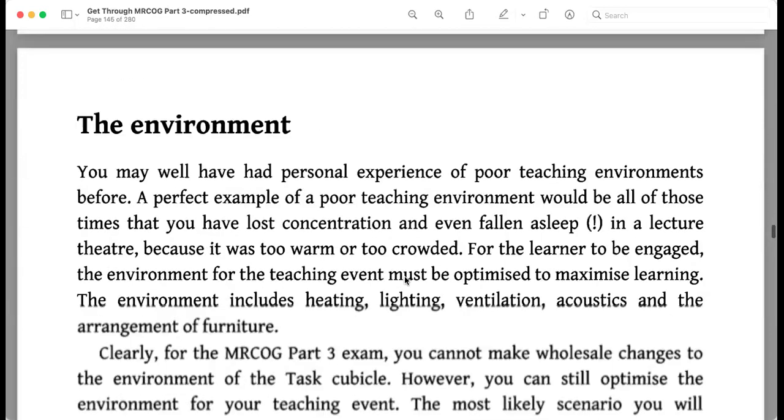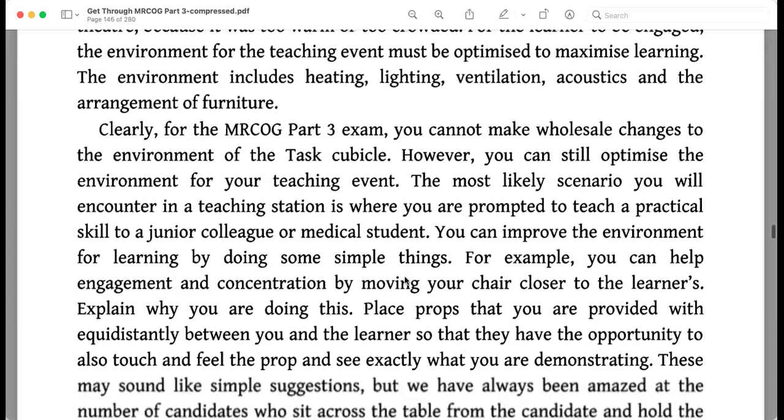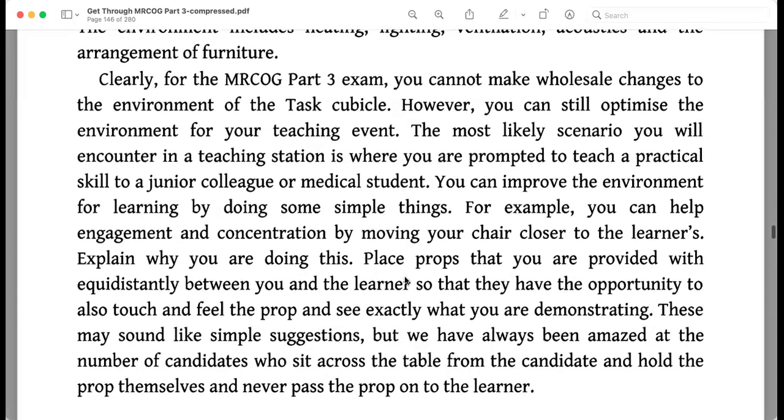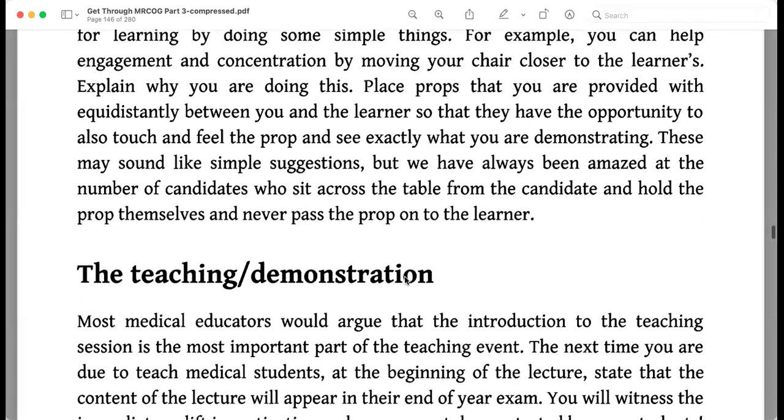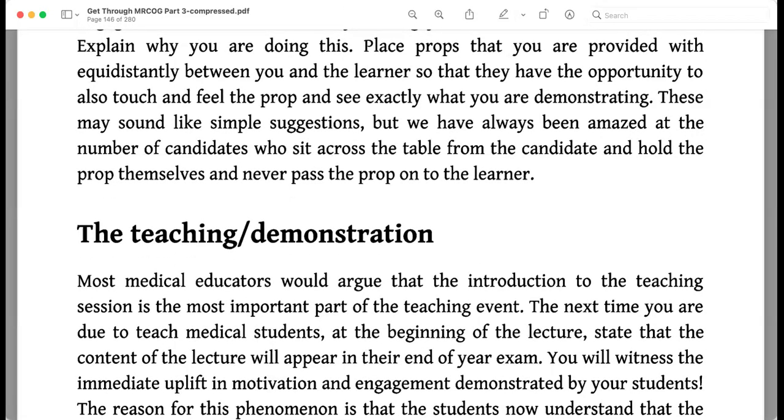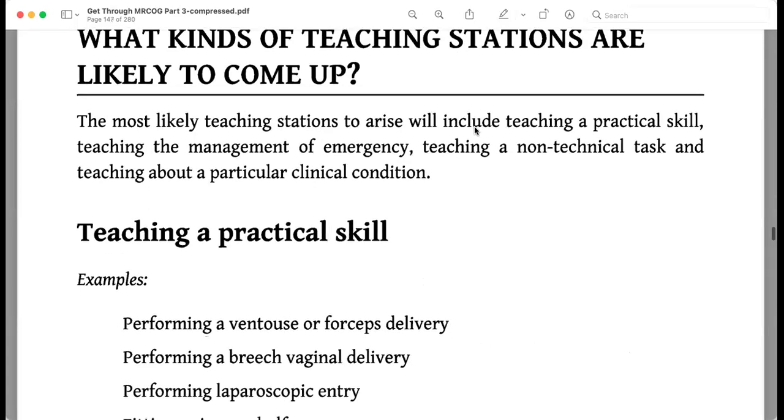Okay, so as we said, you are in the MRCOG hospital, and you will be required to do any task required from you. Sometimes you are in the labor room, sometimes you are in the ward, sometimes you will also be preparing to deliver a task, maybe in a separate room, a meeting room, maybe in the skill lab, according to availability, right? Okay, and what kind of teaching stations are likely to come up in the exam?